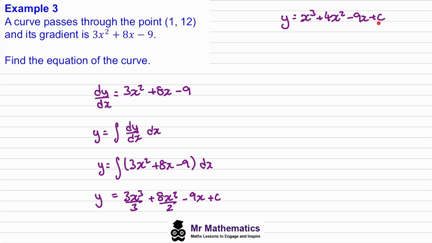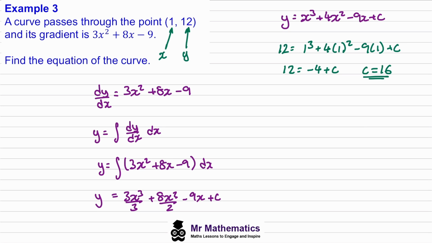We need to work out this constant term. But we're told that the curve passes through the point (1, 12). So this 1 would be our x value, and the 12 would be the y value. Then we can substitute each of these into here to work out c. So we can work this out. We get 12 is negative 4 plus c, so c is 16. Now we can substitute the 16 into here, and we'll get the equation of the curve.